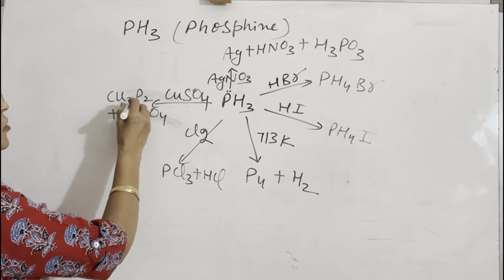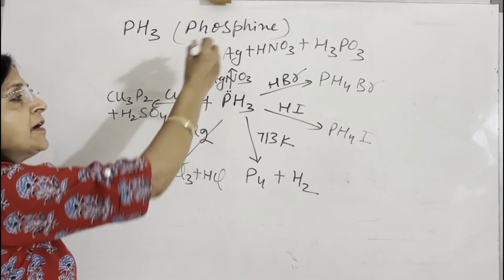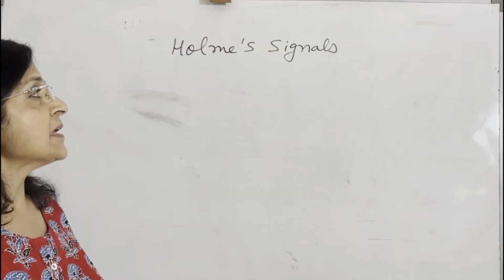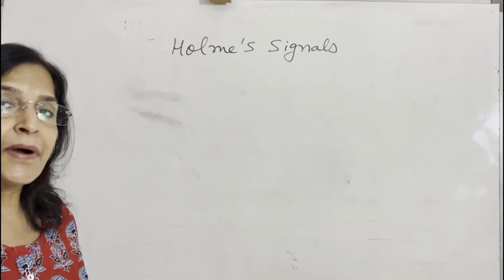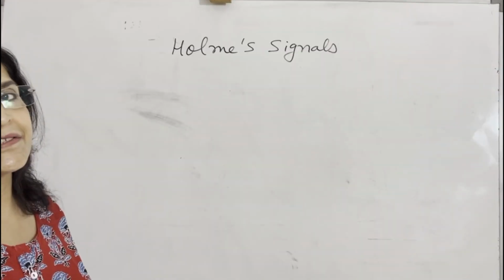With copper sulfate, copper phosphide forms. Silver nitrate gets reduced to silver. What are Holmes signals? Containers having calcium carbide and calcium phosphide are pierced and thrown in the sea.